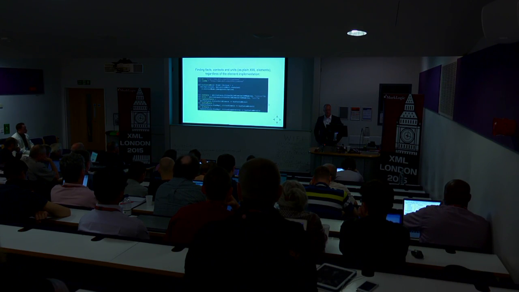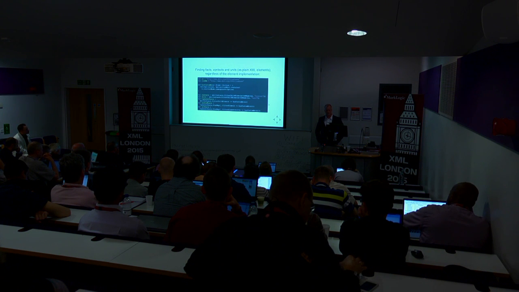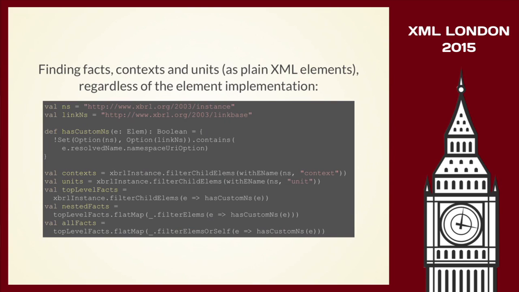Then the contexts are defined as follows. We take the root element of the xbarrel instance. We filter all child elements that have the name of context in the xbarrel instance namespace. The units are retrieved in the same way, but with the name unit instead of context. And the top level facts are retrieved by filtering the child elements of the root element that have a custom namespace. And the nested facts and all facts are retrieved by combining the flat map operation of the Scala Collections API with the filter elements or self operations of yaidom.